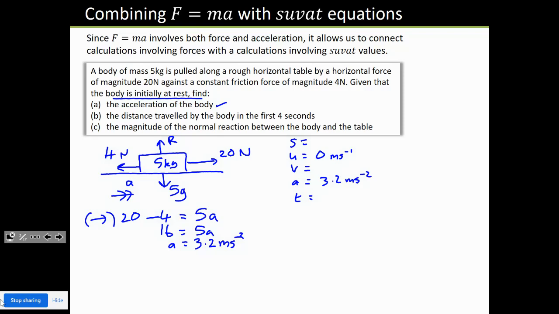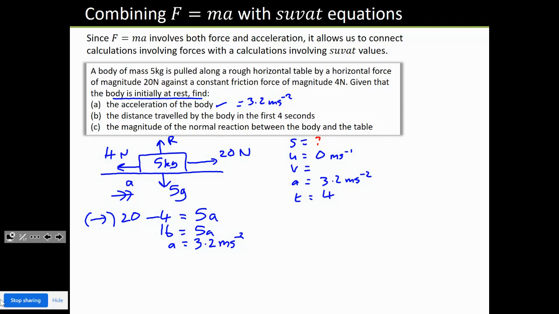So that one's done. Now, the distance travelled by the body in the first 4 seconds. So for part B, we're given that the time taken is 4 seconds, and we want to find the displacement.